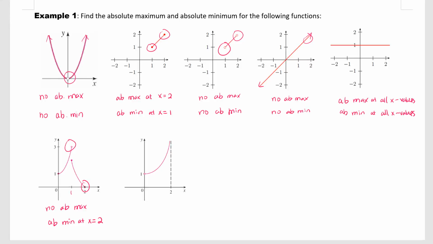All right, how about this one? Oh, this one, the point is missing, so we have no absolute minimum. And this point is also missing, so it goes up forever, so I have no absolute maximum. All right, let's continue.